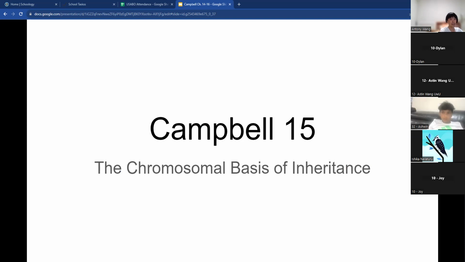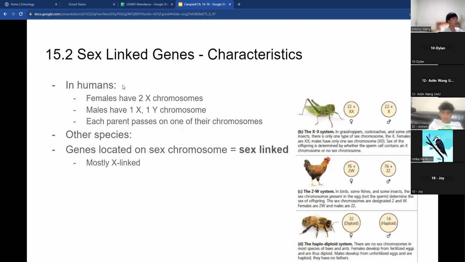Campbell's 15, chromosomal basis of inheritance. These are some sex-linked genes. In humans, our sex is determined by an X and a Y chromosome. We have the XY system, which means that if you have a Y chromosome, you're a male, and the males will determine the sex of the offspring, right? Not every animal has the XY system. For example, grasshoppers have the X0 system, which just means if you have an even number of X chromosomes, you're a female. If you have an odd number, you're a male, right? Chickens have the ZW system.